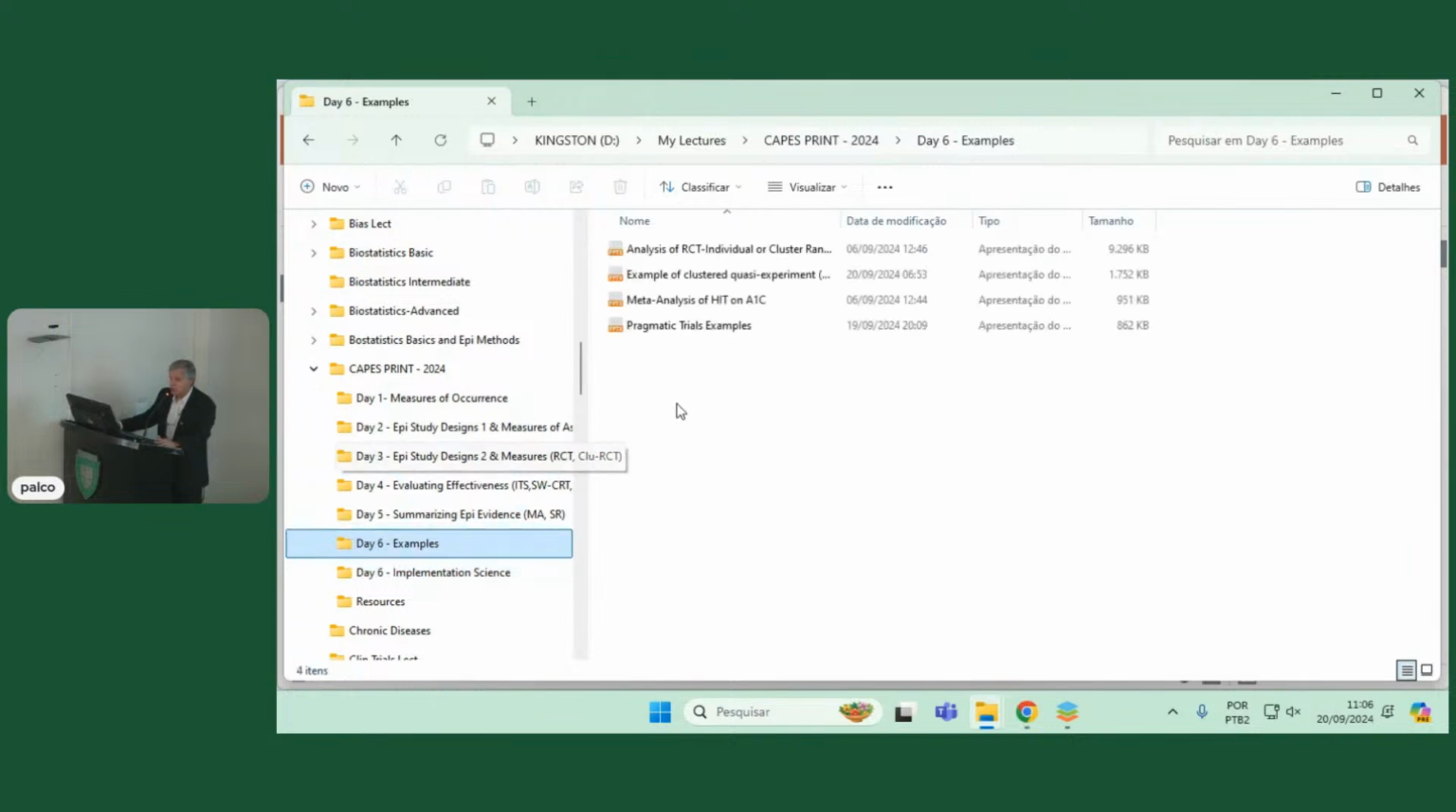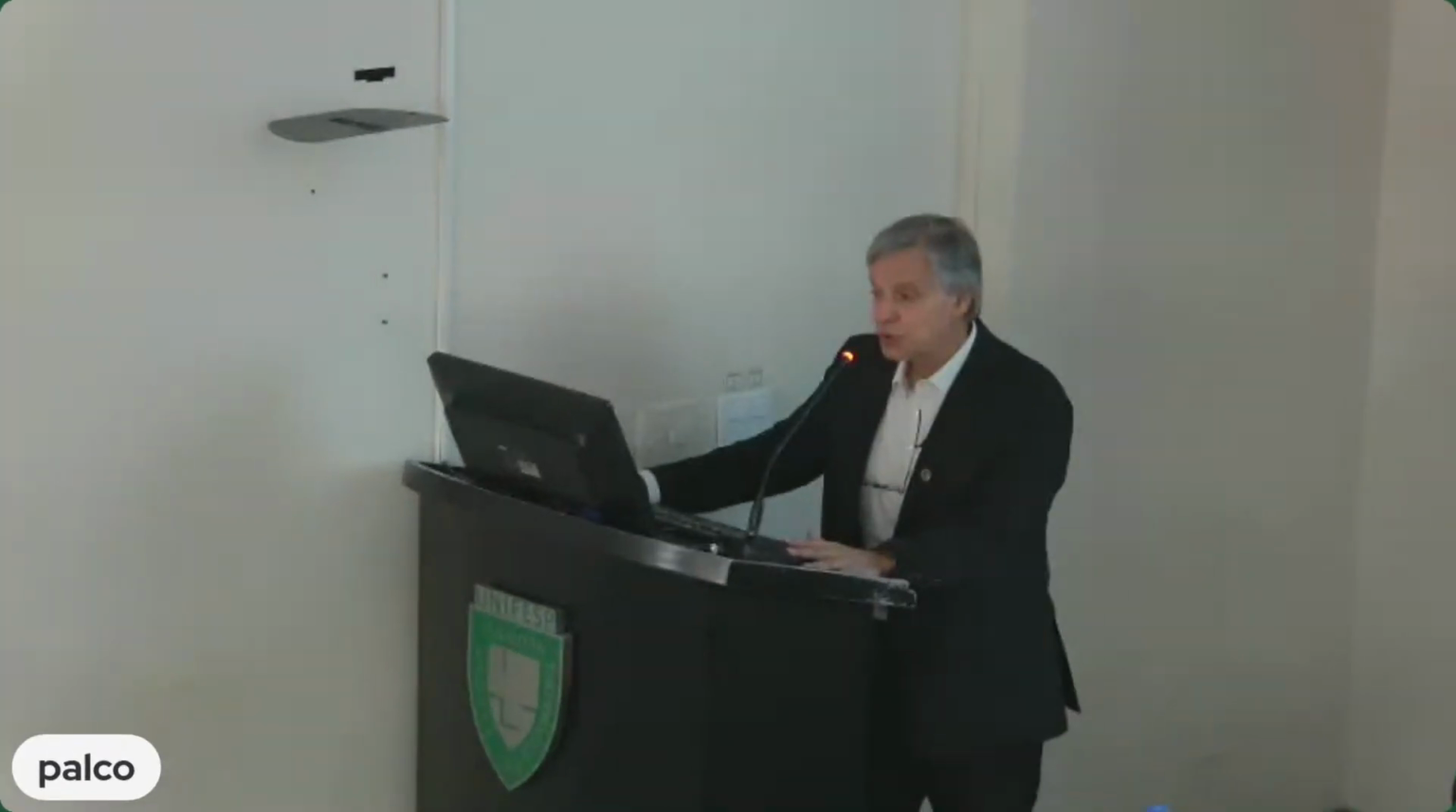So let's look at one more example before we close. Yesterday, I showed you an example of a randomized trial evaluation. Now I'm going to show you a cluster randomized trial, so you can contrast that.